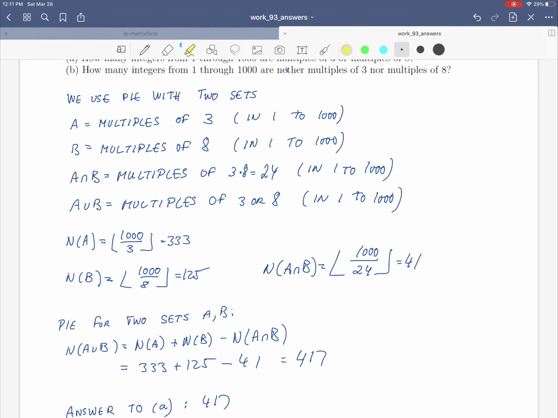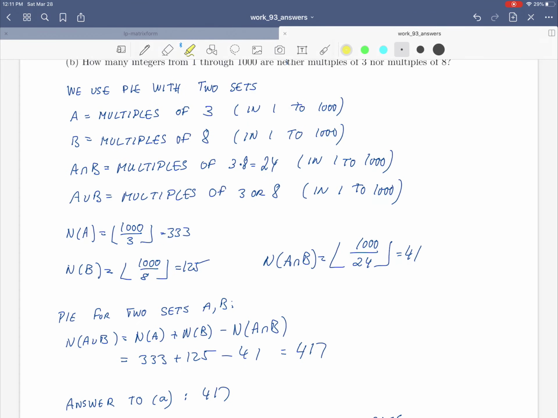So for the number of elements in A, multiples of 3, every third, so that's floor of 1000 divided by 3, that's 333. Number of elements in B, every 8, so 1000 divided by 8 and the floor of it, which is 125. Number of elements in A intersection B, which is 1000 divided by 24, every 24th, and floor of that is 41.